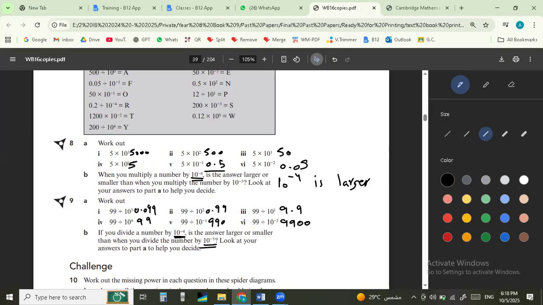You can repeat this part of the video, write it down on a piece of paper. It will make sense to you once you write it down. Again, when the power in multiplication gets smaller, the answer gets smaller. If the power in division gets smaller, the answer gets bigger, and the opposite. All right, let's continue.